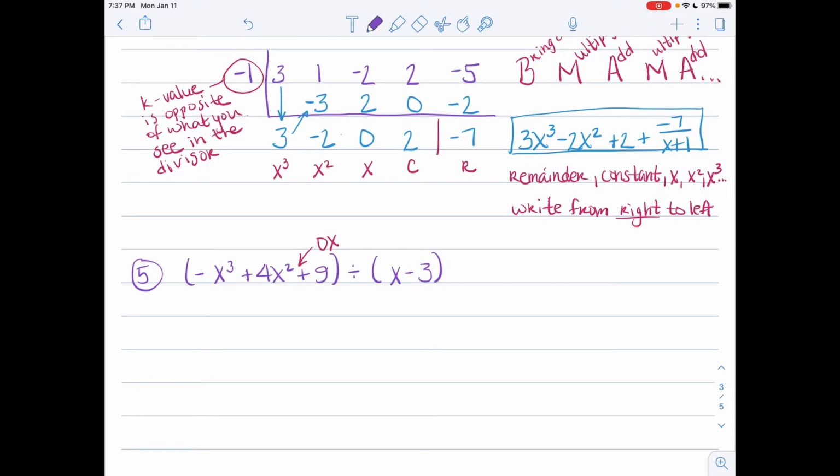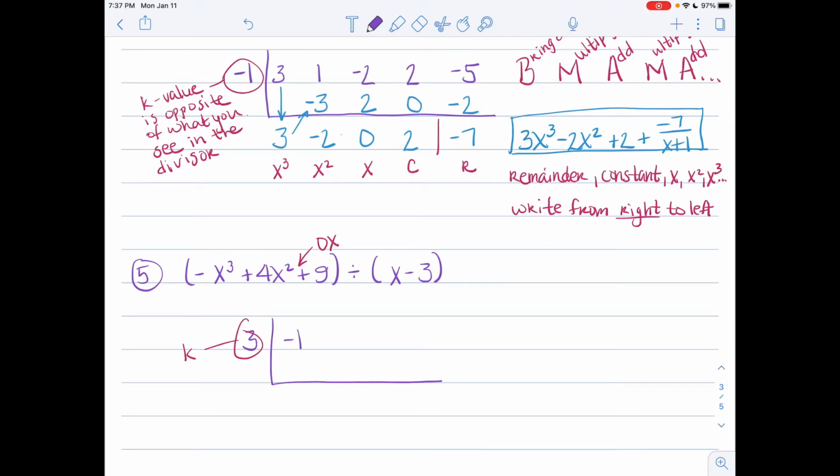Remember that we are going to set up our box, our half box, and put our k value out here in the front. This time our k value is a positive 3 because I see a negative. And then I'm going to write my coefficients.